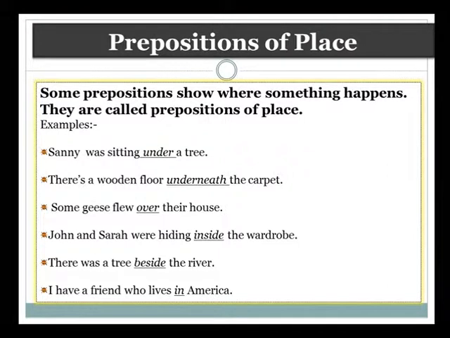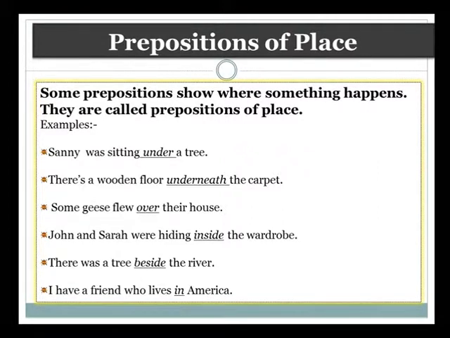There was a tree beside the river. Now, can you differentiate between beside and besides? These are two words which are very repetitively asked in different questions based on prepositions in competitive examinations. Can you understand the difference? Beside versus besides. Beside is a preposition which implies proximity or closeness. On the other hand, besides means apart from or in addition to.